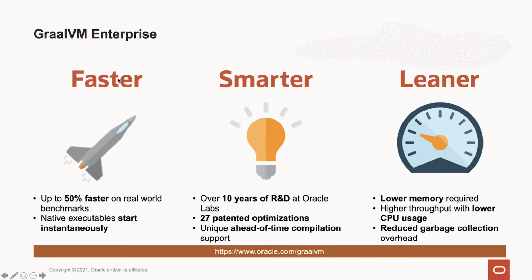And leaner, what's interesting about leanness in terms of memory consumption and CPU consumption is that if you have really good compiler technology, you can eliminate a lot of unnecessary code. You can eliminate a lot of object allocations, reducing pressure on the garbage collector. So there's a number of really interesting reasons why applications running on GraalVM are running with fewer resource requirements.